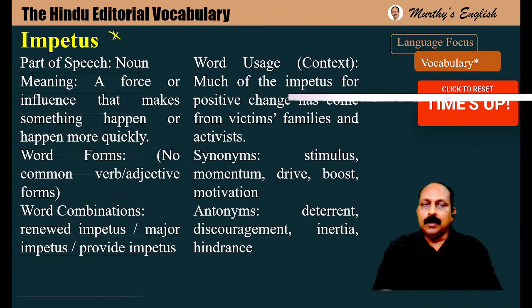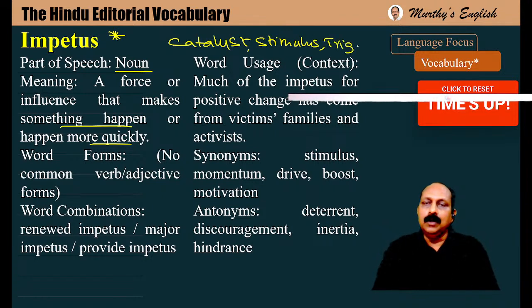Impetus, another important word. Yesterday we got the word trigger and also stimulus, in a way related to those words, synonyms. Impetus, part of speech noun, a force or influence that makes something happen or happen more quickly. You can also recollect the word catalyst. Catalyst, stimulus, trigger, these are the words you have to recollect.